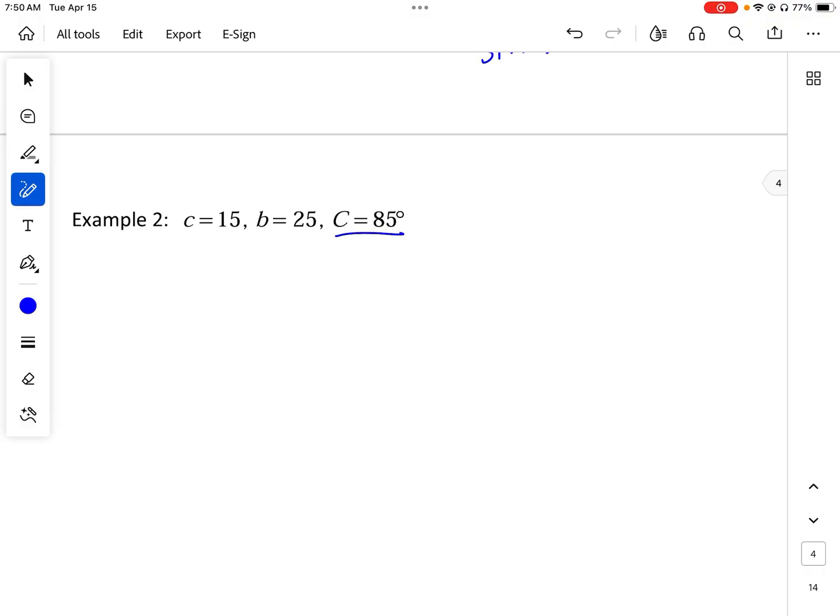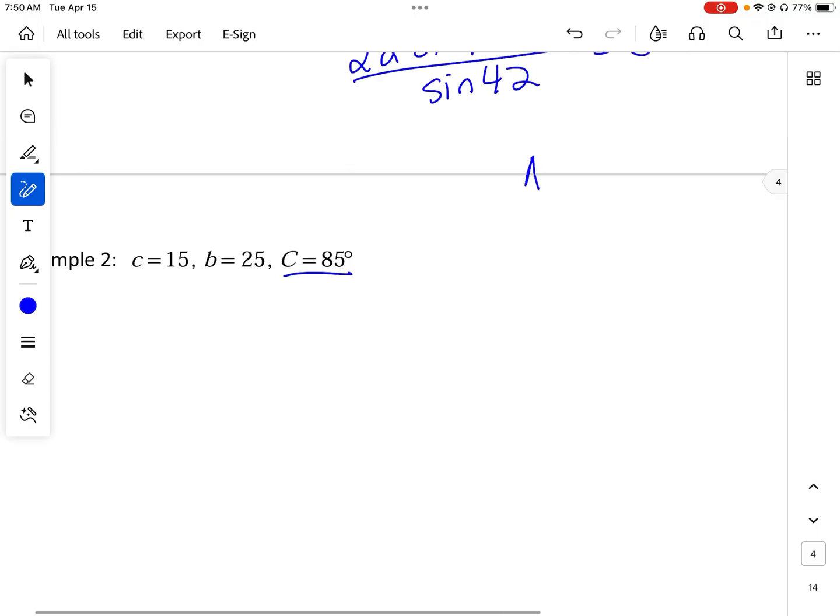All right, we have C, B, and C. So only one angle is given, so the solution is ambiguous. That means we need to do some work. So let's go ahead and write down what we need. We need angle A, we need angle B, and we need side A.